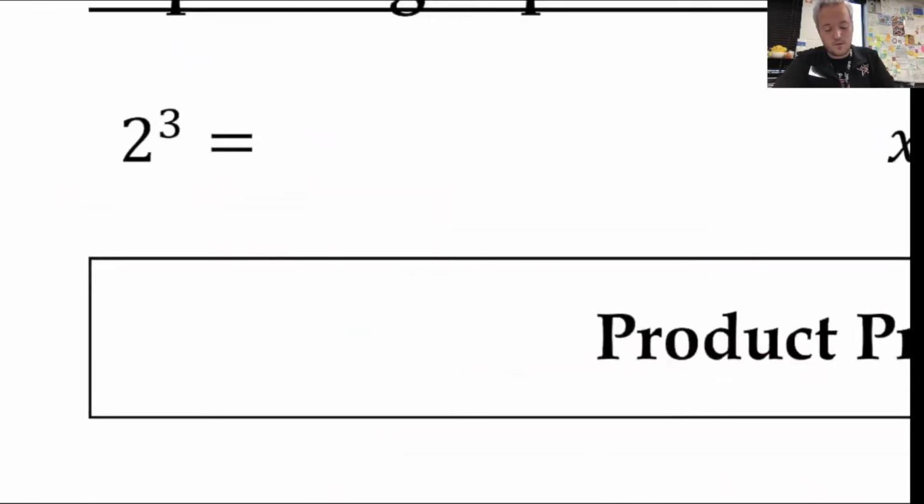All right, so first off, if I have 2 to the third power, that means I'm going to write out 2, that's not a 2, 3 times. The exponent tells you how many times you're going to write the base. So if I simplify this, 2 times 2 is 4, times 2 gives you 8.